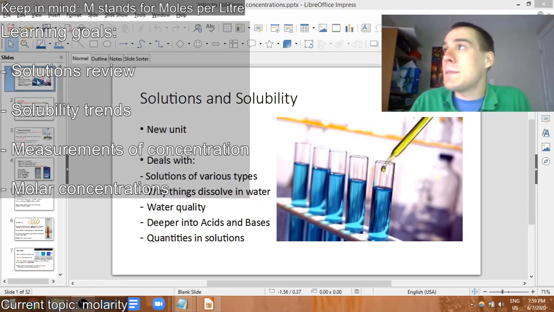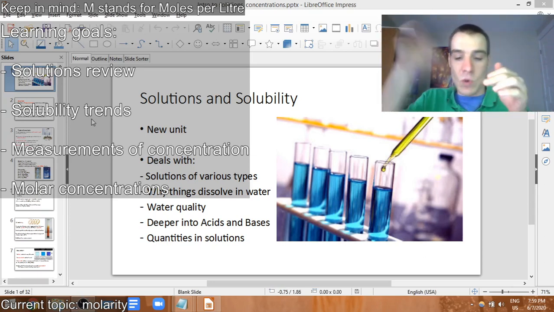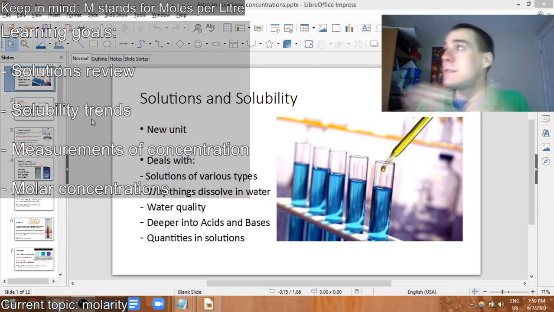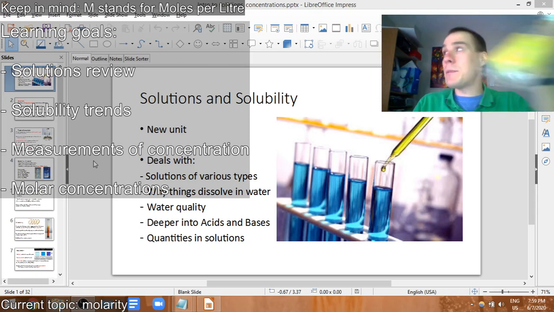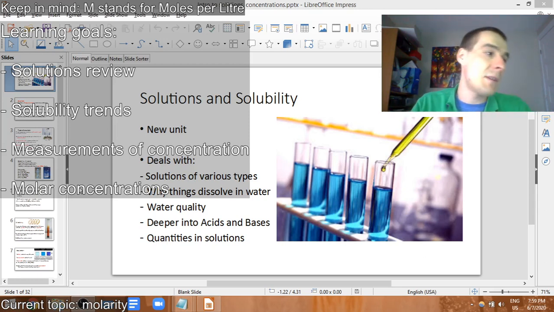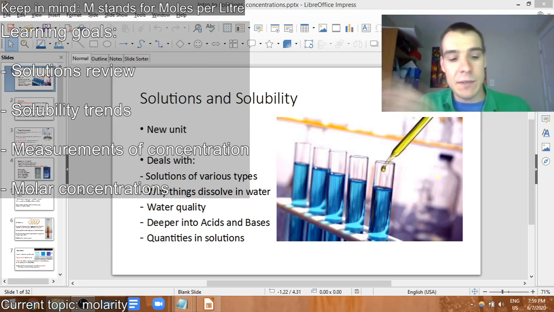To review, we talked about solutions, we talked about solubility trends, with gas dropping in solubility with temperature, but solids typically increasing in solubility with temperature. We talked about different measurements of concentration with percentages and things like that. And then we finished off with some sample problems for molar concentrations, which is what we're going to be working with pretty much exclusively. Tomorrow we're doing some stoichiometry with solutions.